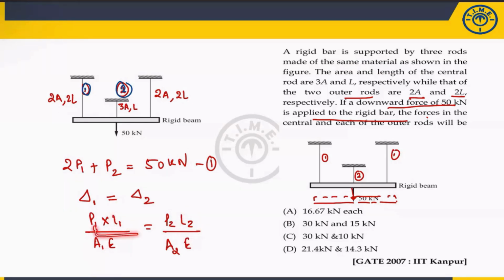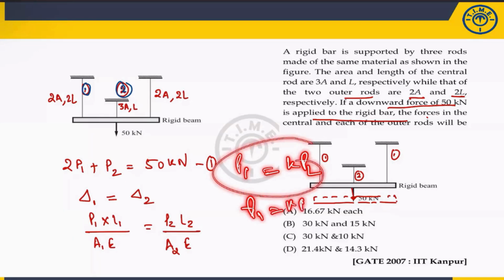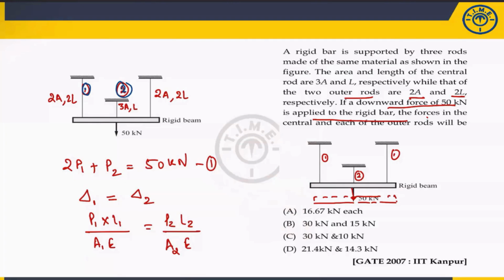That means you can write down the relation between P1 and P2. P1 can be K times of P2, or P2 can be K times of P1. So you will get the relation between P1 and P2. Once you put here, P1 is K times of P2, only one unknown is there. You will get the P2 value. Once you know the P2 value, you can calculate the P1. Did you understand how you will approach? Okay, just tell me what is the P1 and P2.